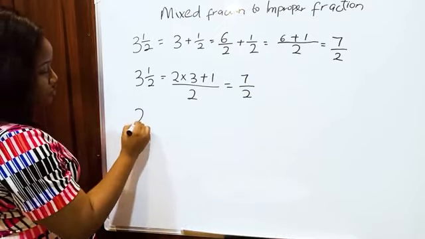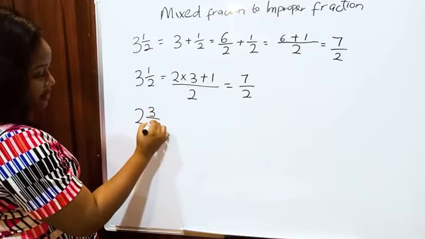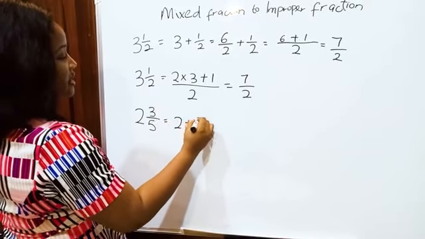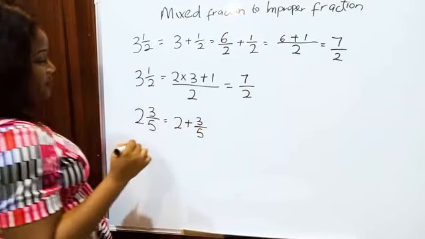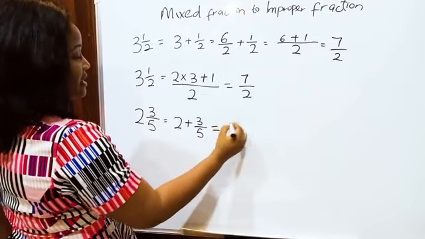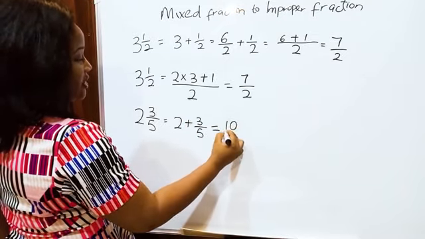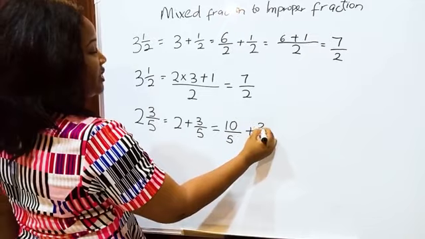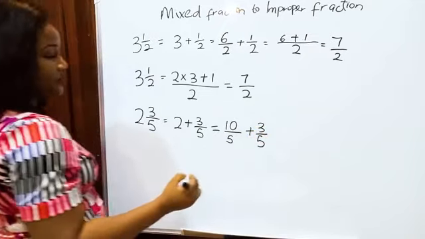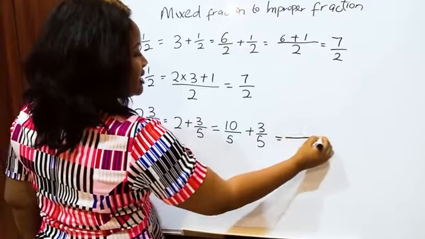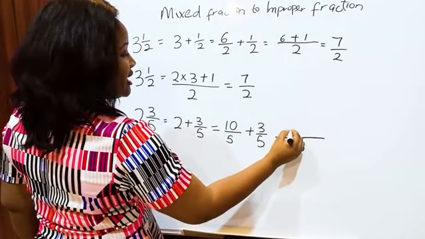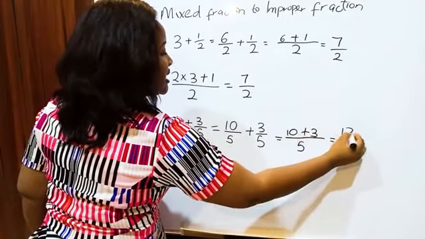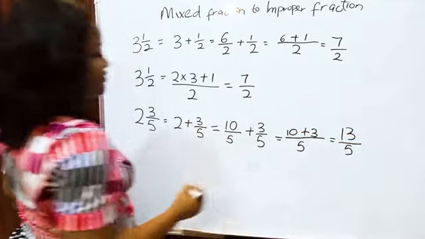Here we have 2 whole number 3 over 5. Okay? The same as saying 2 plus 3 over 5. Okay? Which is still saying 10 over 5. 10 divided by 5 is 2. Plus 3 over 5. Which will still give us 5 as denominator. 10 plus 3. Which gives us 13 over 5.